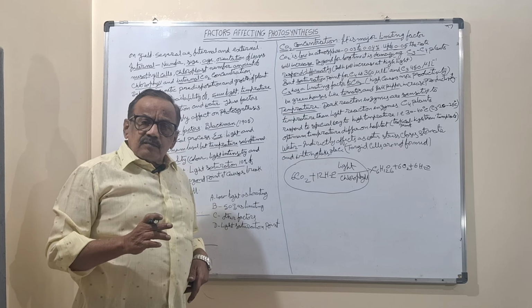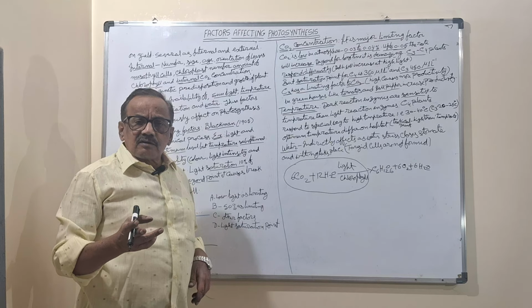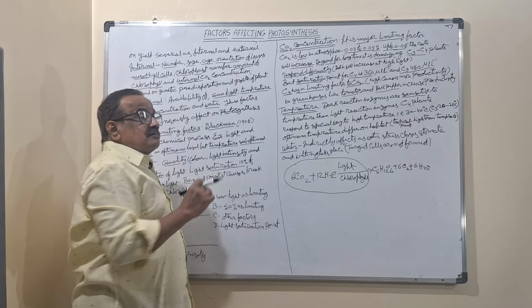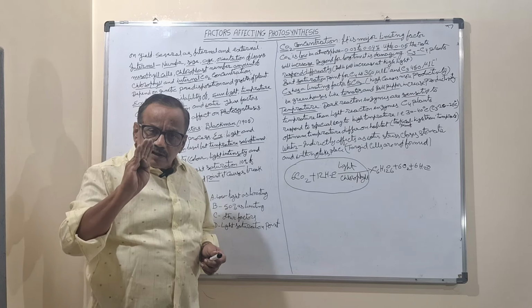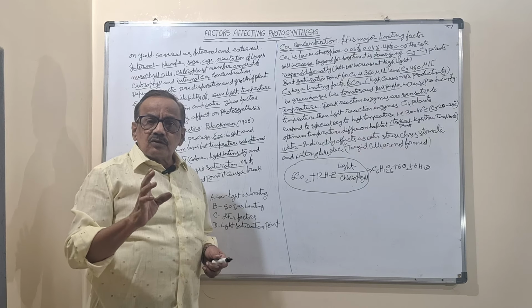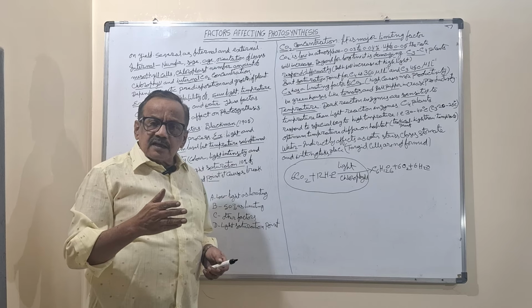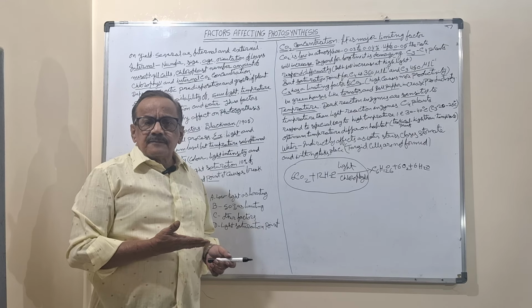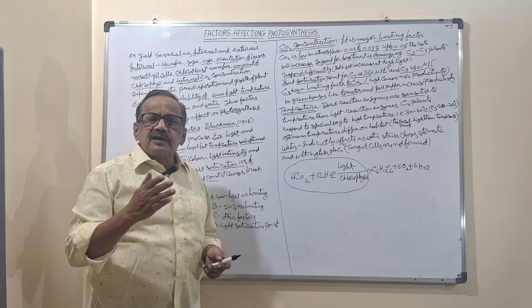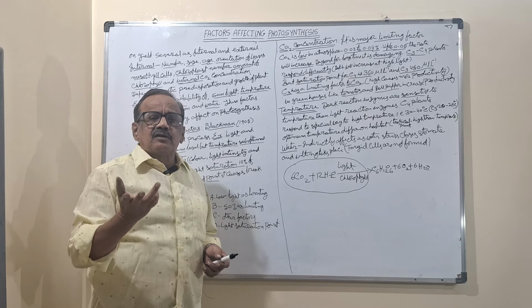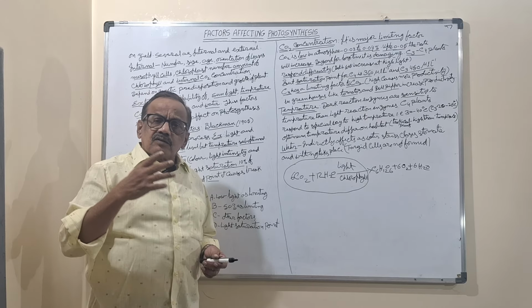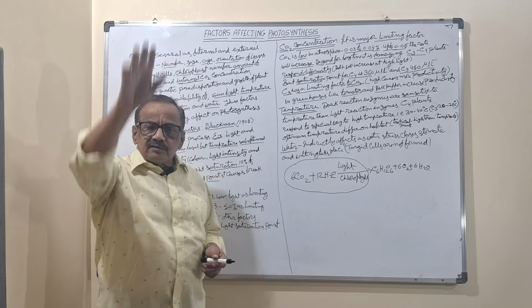So if the number of leaves is more, the photosynthesis rate will be more. Size is also important, small or big. If the size is small, naturally the photosynthetic rate will be less. If it is bigger, it will be more. And if the number is more with big size, then the photosynthetic rate will be more.